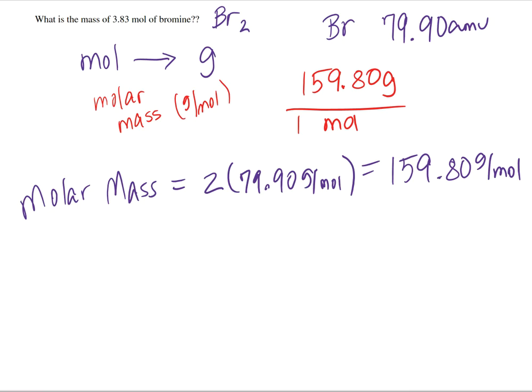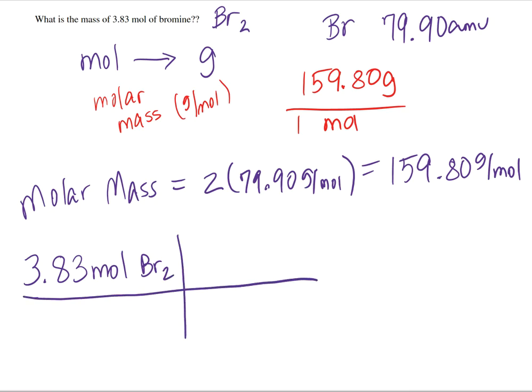So now we're ready to set everything up. We're now ready to use what was given as well as our conversion factors to convert from our given unit to our needed or wanted unit. So again, we want to start with what was provided. 3.83 moles of bromine.